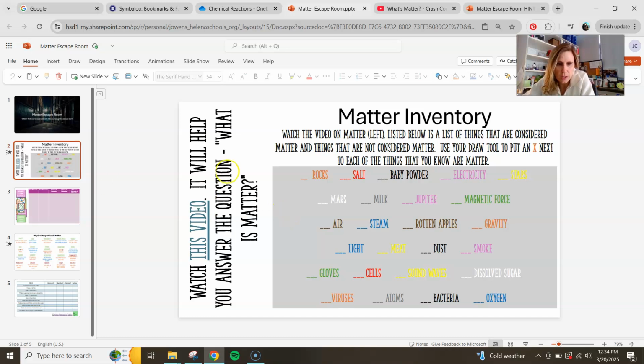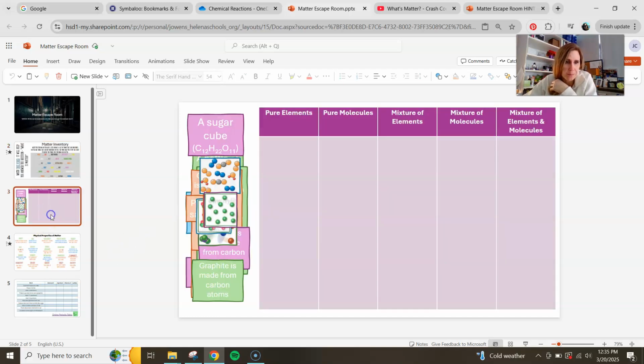You can watch this video over here on matter if you don't know what matter is, or if you are confused or having a hard time identifying. It says watch the video on matter on the left. Listed below is a list of things that are considered matter and things that are not considered matter. Use your draw tool and put an X next to each of the things that you know are matter. Once you are done with that, I want you to sit back and take a look. This clue will help you solve the 5 color-coded lock. Okay, so that's your first one.